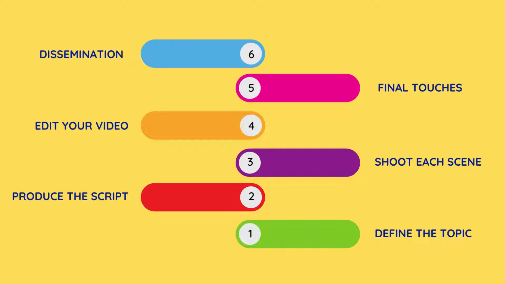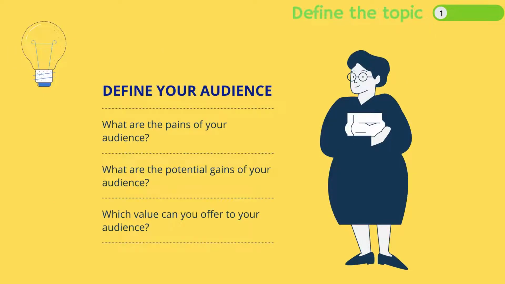Dissemination of finished video. In the first step, the definition of the topic, think about the audience targeted by your video and general idea behind your video, the storyline. You should understand the audience, and ask yourself the following questions. Who is your audience? What are their pains? What are their potential gains? Which value can you offer to your audience?